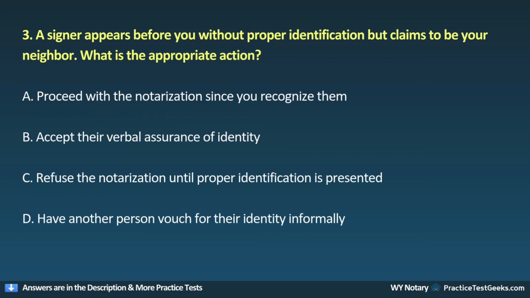3. A signer appears before you without proper identification but claims to be your neighbor. What is the appropriate action? A. Proceed with the notarization since you recognize them. B. Accept their verbal assurance of identity. C. Refuse the notarization until proper identification is presented. D. Have another person vouch for their identity informally.